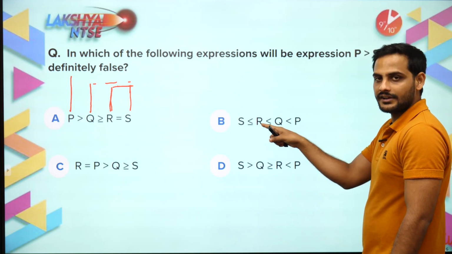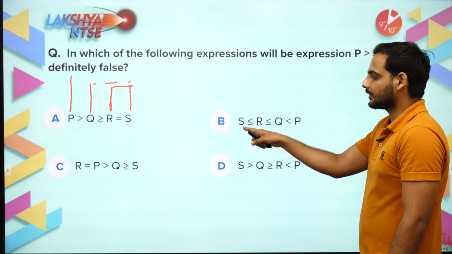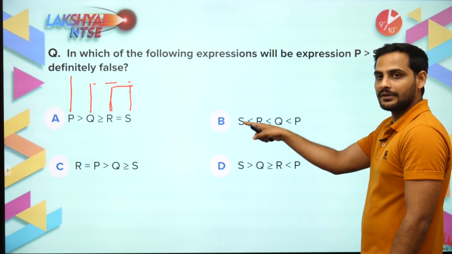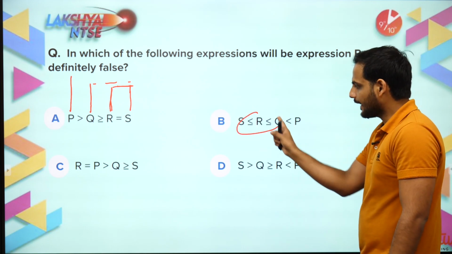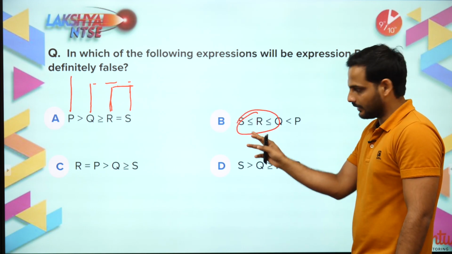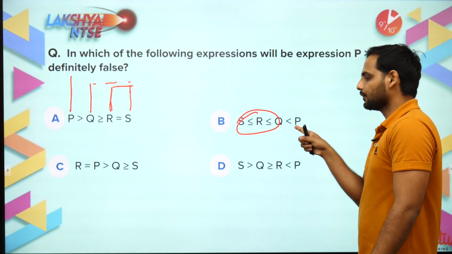So R can be less than or equal as well. R is greater than or equal to S. That means R can be greater than S or equal to S. So these three can be equal. Maximum these three can be equal, but all three will be less than P.